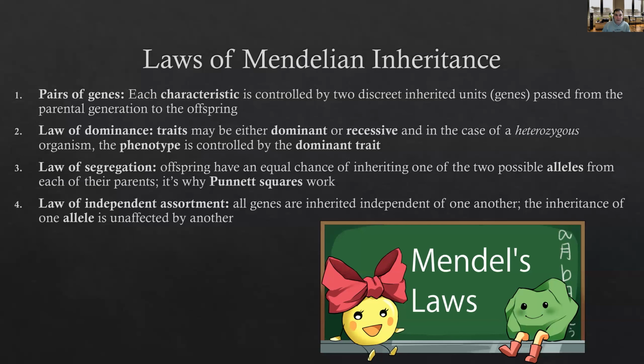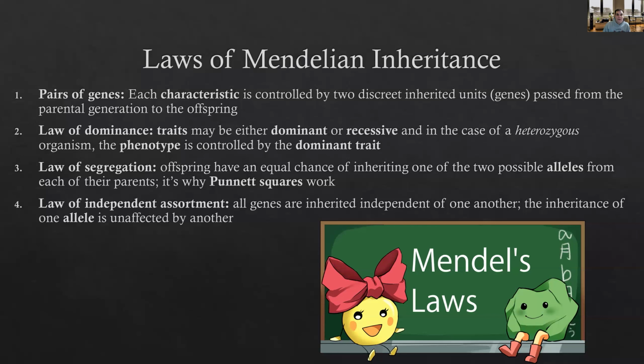The second rule is his law of dominance. Traits can either be recessive or dominant. In the case of a heterozygous organism, which is an organism that possesses one trait of one type, one trait of another, the phenotype or the outward appearance of that trait is controlled strictly by the dominant trait. That would argue that if you have both, one's dominant, one's recessive, the dominant one always controls the phenotype.